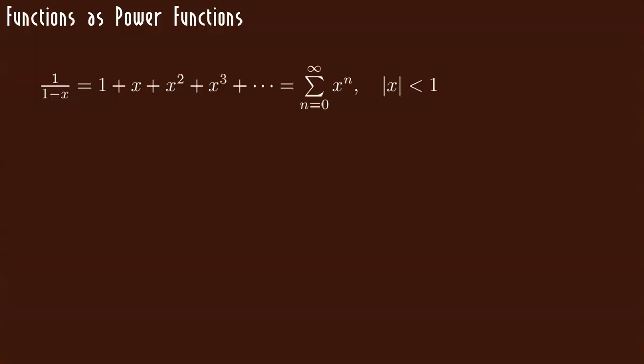So we know 1 over 1 minus x is a geometric series with our ratio being x. We know for this to converge, the absolute value of x has to be less than 1. This is also known as the interval of convergence, so this would be from -1 to 1.